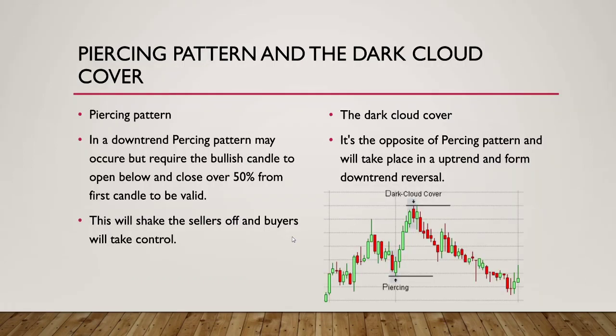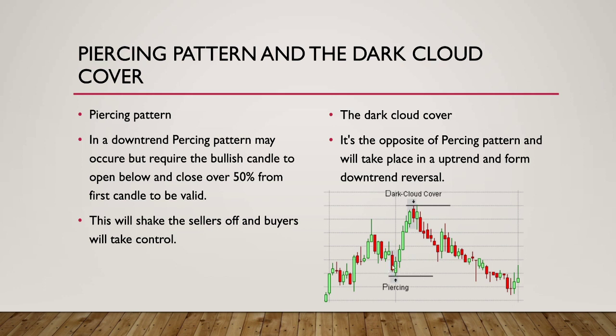And then we have the piercing pattern and the dark cloud cover. All right. So in a downtrend, a piercing pattern may occur, but it requires a candle to close over 50% of the first candle to be valid. What that means is that, for example, here it got a pin bar, right? It got rejected, so it went down. And if you can see at this point, it made a new candle which opened from the bottom, right?